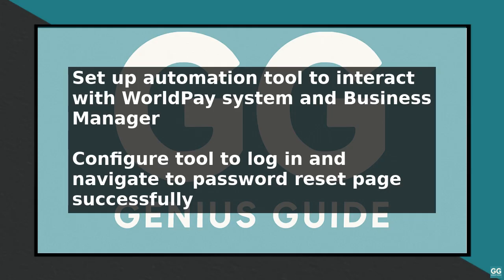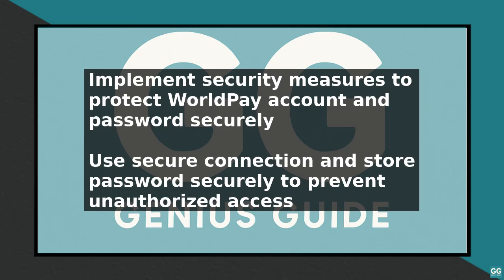Once you have set up the automation tool, you need to configure it to run at regular intervals to check if the password needs to be reset. You can use a scheduling tool such as cron to run the script at regular intervals. When the script runs, it will log into the WorldPay Business Manager, check if the password needs to be reset, and reset it if necessary.